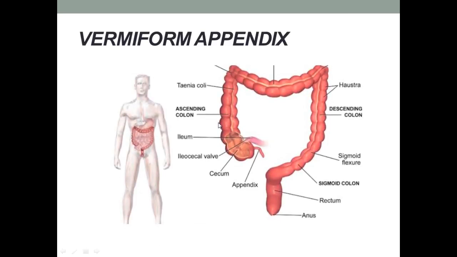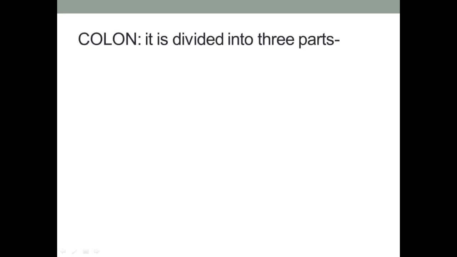So first let us study about the vermiform appendix. See, here you can see the ascending colon, descending colon, sigmoid colon, and here it will be the transverse colon. See, this is the cecum. Here in this cecum the vermiform appendix arises like this. Next, let us study about the colon, which is the second part of the large intestine.